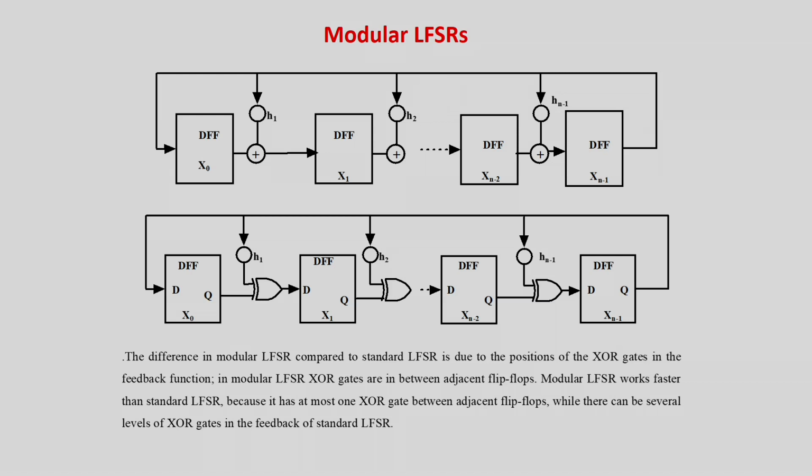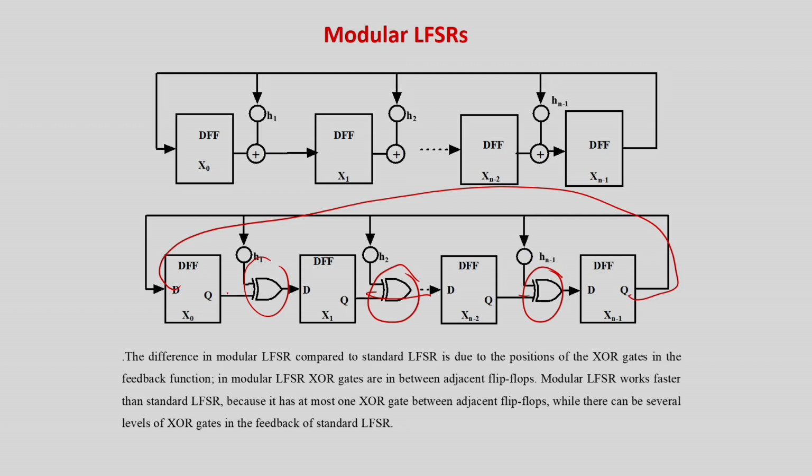area overhead. In this case, the first flip flop feeds the last flip flop directly. In the standard LFSRs we had a connection like this, but in this case it is not like that. You can put a XOR gate here, or you may not put it. So the control comes over here.